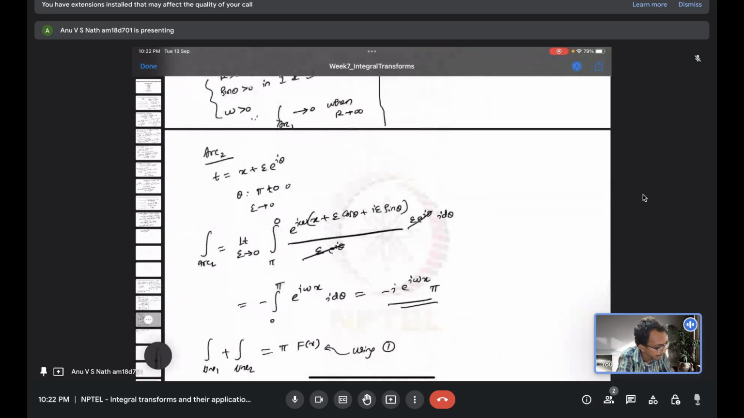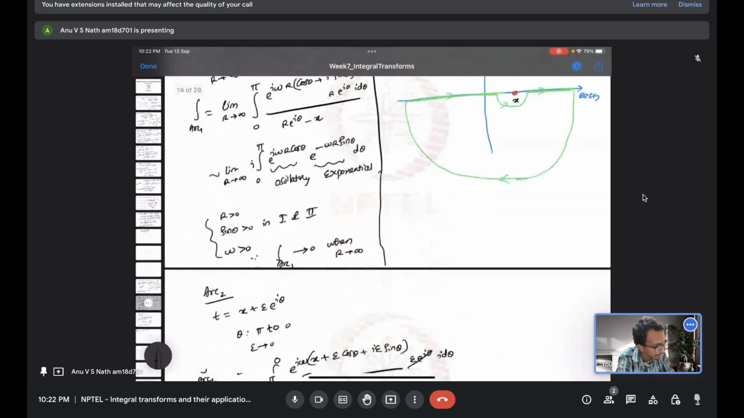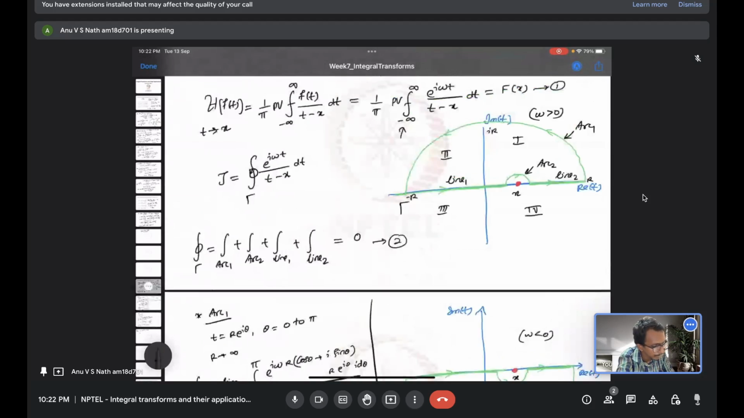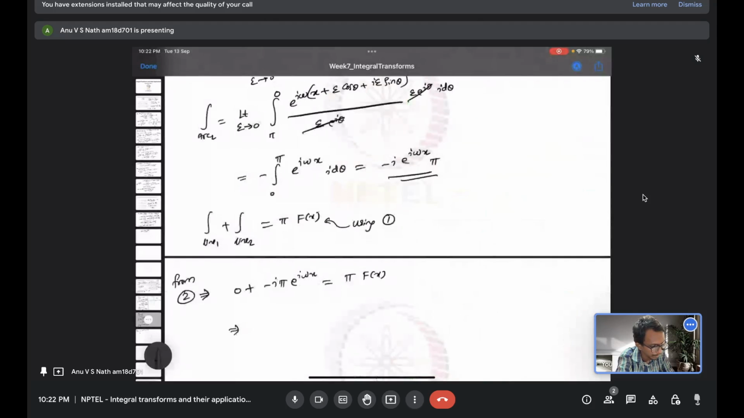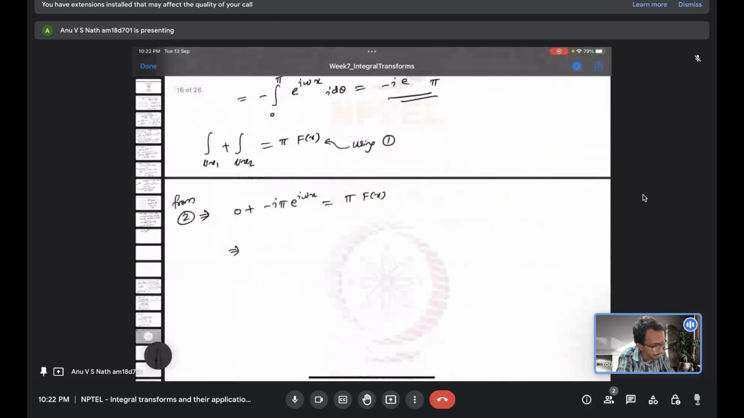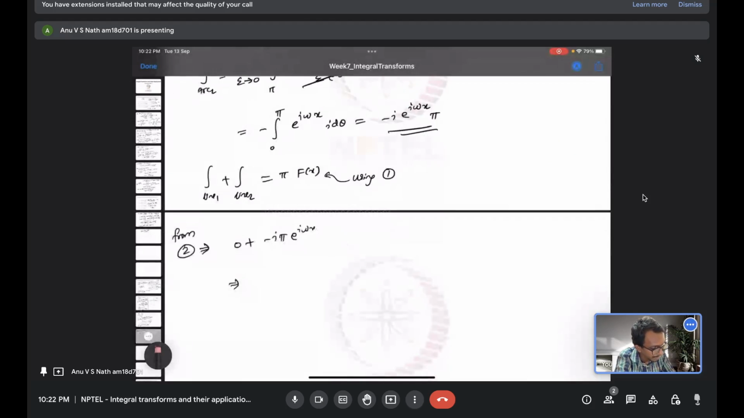Did I make any mistake? Let me check. Yeah, here I made a mistake, sorry. It is plus pi times capital F of x equal to 0 from equation 2.